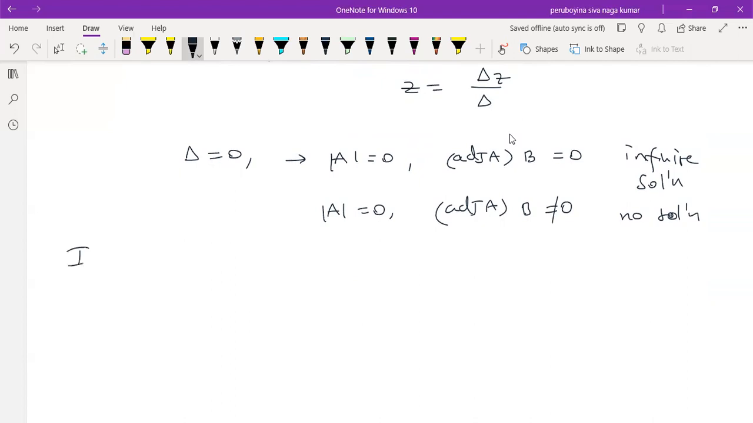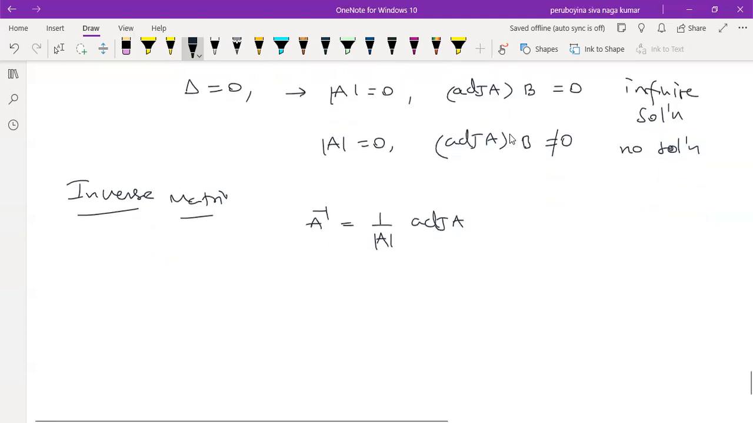And some of the inverse properties. Inverse matrix and its properties. Every invertible matrix possesses a unique solution. If A is invertible, then its inverse is denoted by A inverse, and we have A inverse is equal to 1 by det A into adjoint A. This is the formula of A inverse.